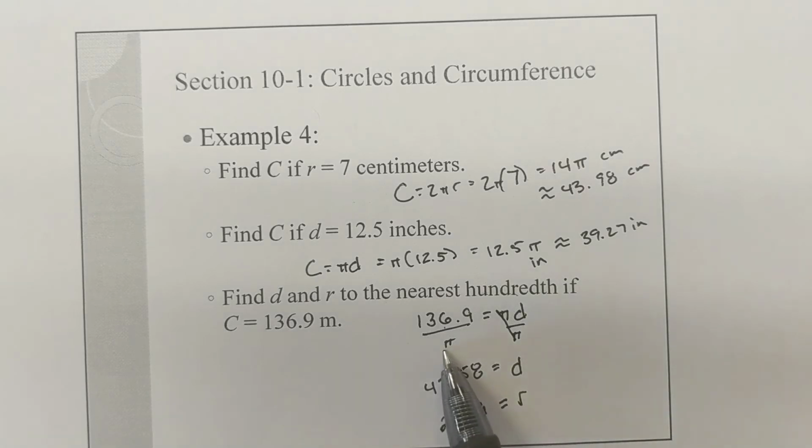Now I actually use the pi character on my calculator. If you use 3.14, you'll get a slightly different answer. This will be 43.60, which makes this whatever half of 43.60 is, 21.8 if you actually use 3.14.